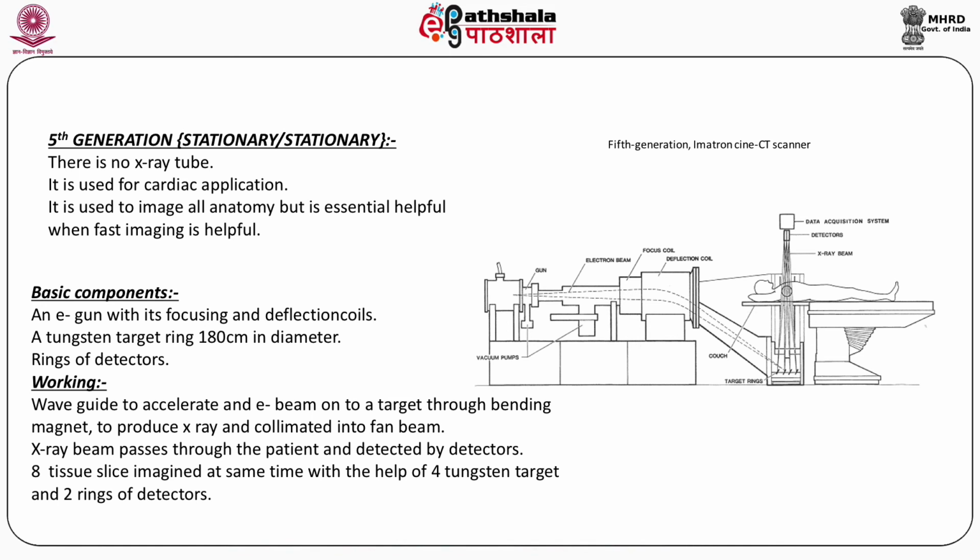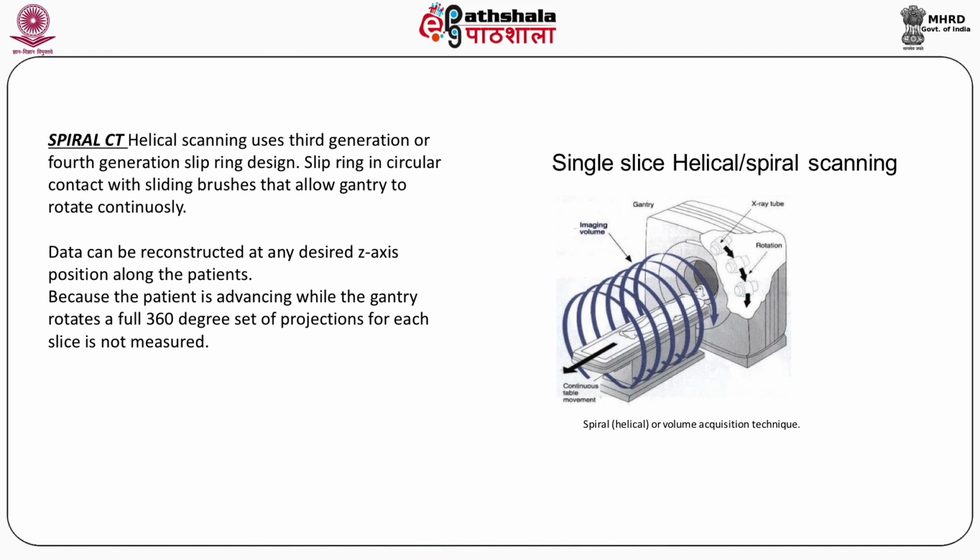This detector was at about 210 degrees and the rest is closed by tissue, with the same time that the target with 2 rings of detectors were used. The next scanner type is spiral CT.